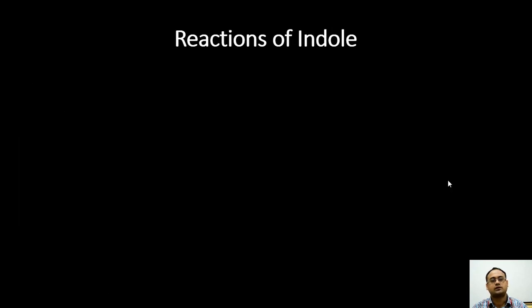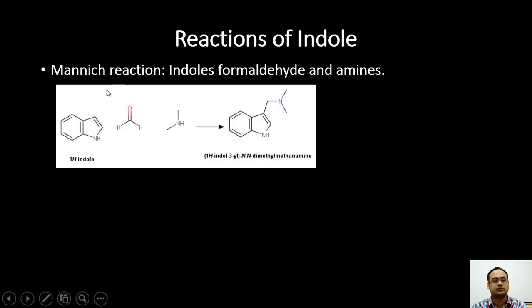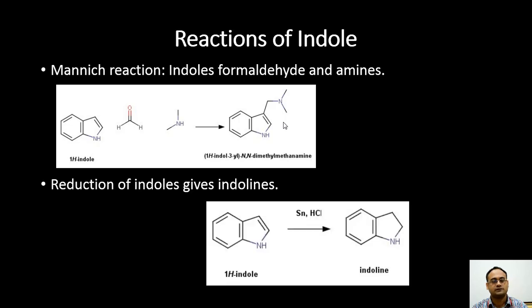Now let us turn towards the reactions of indole. Indoles undergo reactions like the Mannich reaction because of the anionic character of this carbon, in which the lone pair on nitrogen is donated to this carbon, and this bonding pair is then situated on the carbon like a carbanion. So these indoles react with formaldehyde and amines to generate substituted indole derivatives, which are many times known as Mannich products.